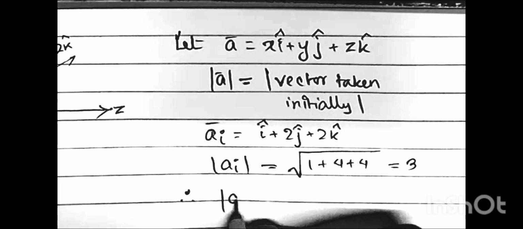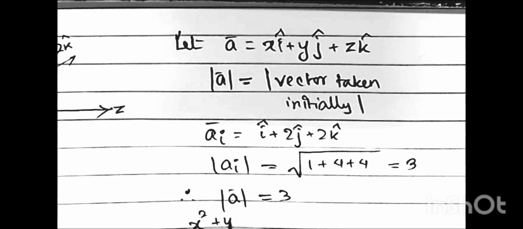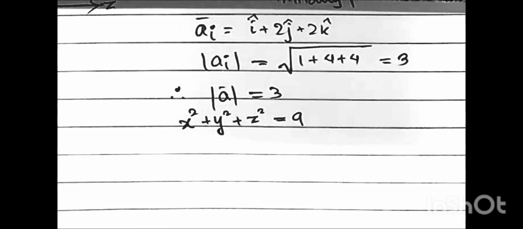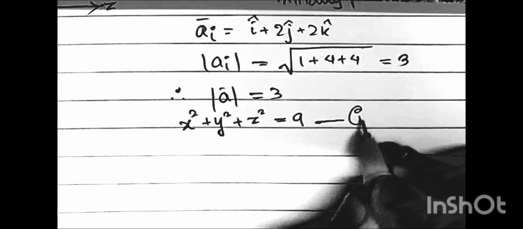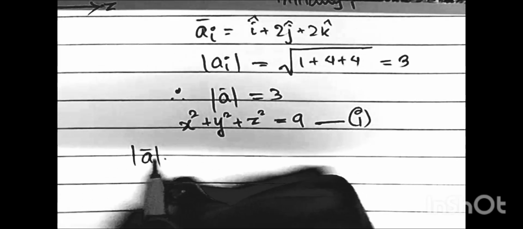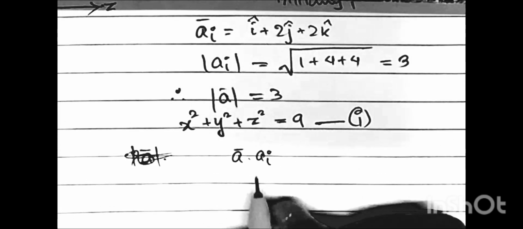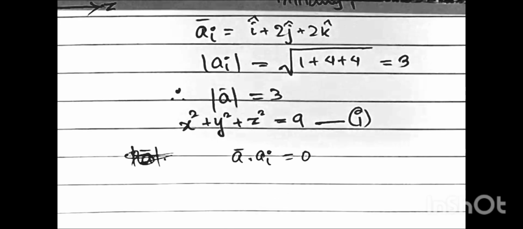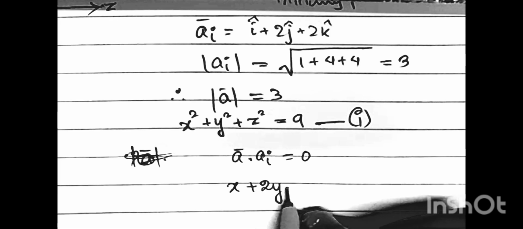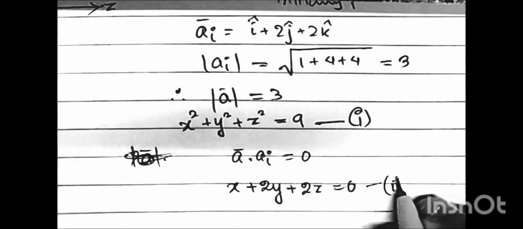That means the magnitude of a should be 3 as well, so we get x square plus y square plus z square is equal to 9. So this is our first equation. Our second equation comes from the fact that this vector and this vector are perpendicular, so their dot product should be equal to 0. This gives us x plus 2y plus 2z is equal to 0. Solving the dot product here, we get this equation.